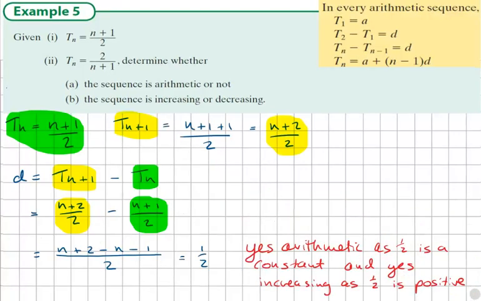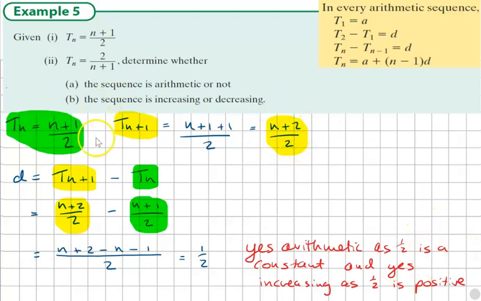This is the other way to work out that question. So I start off with what I was given, which is Tn equals (n plus 1) over 2. So that's highlighted there in green. So I'm going to work out what Tn plus 1 is. I'm going to take the (n plus 1) over 2, and I'm going to add 1 to the n. So we end up with (n plus 1 plus 1) over 2, which is (n plus 2) over 2. So Tn plus 1 is equal to (n plus 2) over 2.